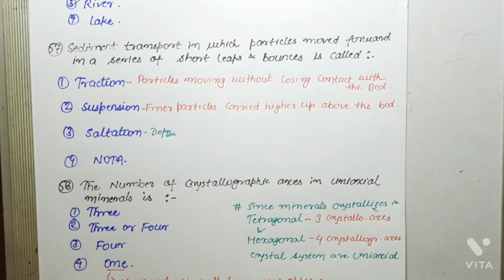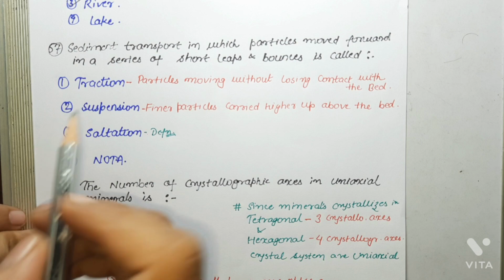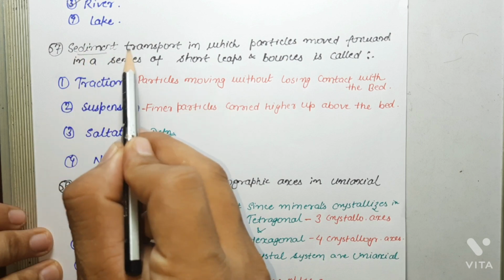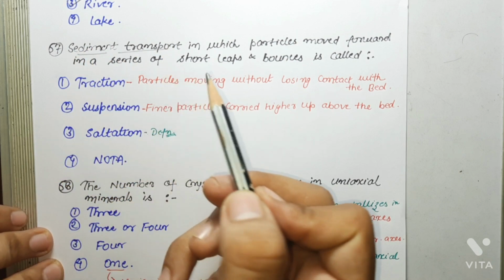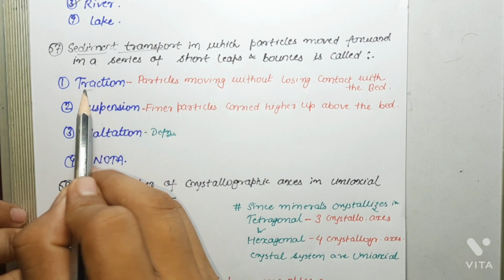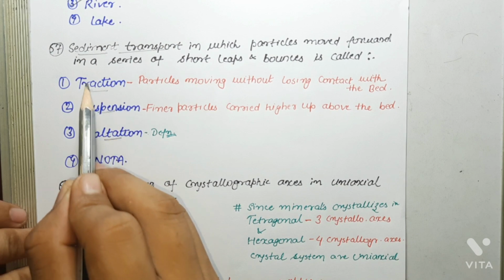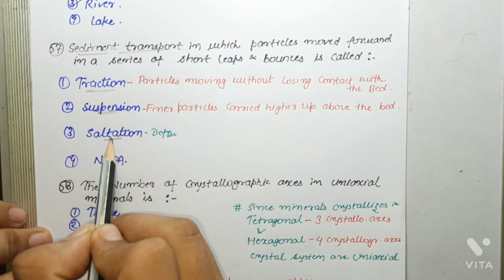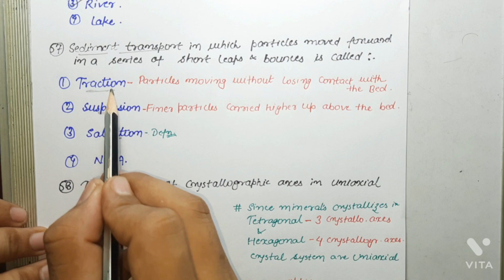Now next question is, sediment transport in which particles move forward in a series of short leaps and bounces is called. Basically this is a question from sediment transport. Sediments are transported either by wind or water. So basically these options are traction, suspension, saltation. These sediment transports may occur in air or in water.